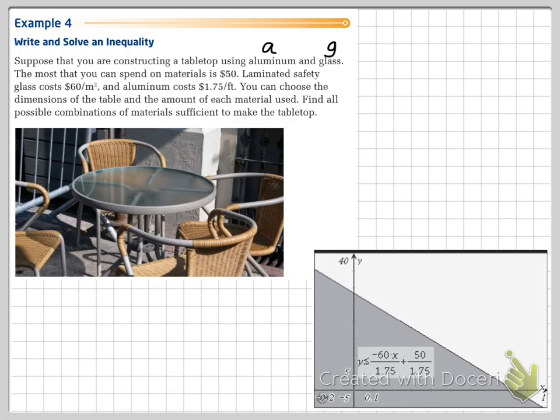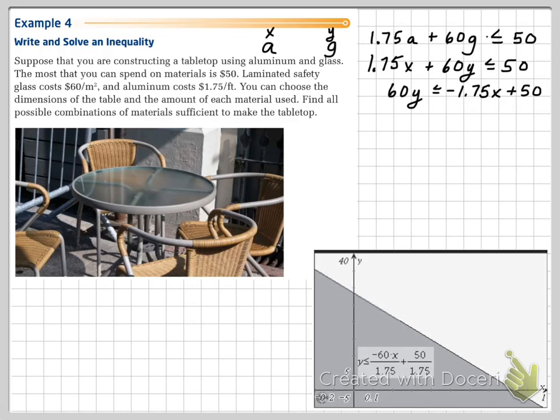Well, let's say aluminum is A and glass is G. That would allow me to make an equation such as 1.75 times A plus 60 times G has to be less than or equal to 50, because that's as much as I have to spend. But since I want to graph this, A and G don't work very well, so I'm going to change those to x and y. It doesn't matter which one you pick for x and which one you pick for y, because you're just graphing the two in relation to each other. Actually, in the book, they've graphed it the other way, with glass being x and aluminum being y.